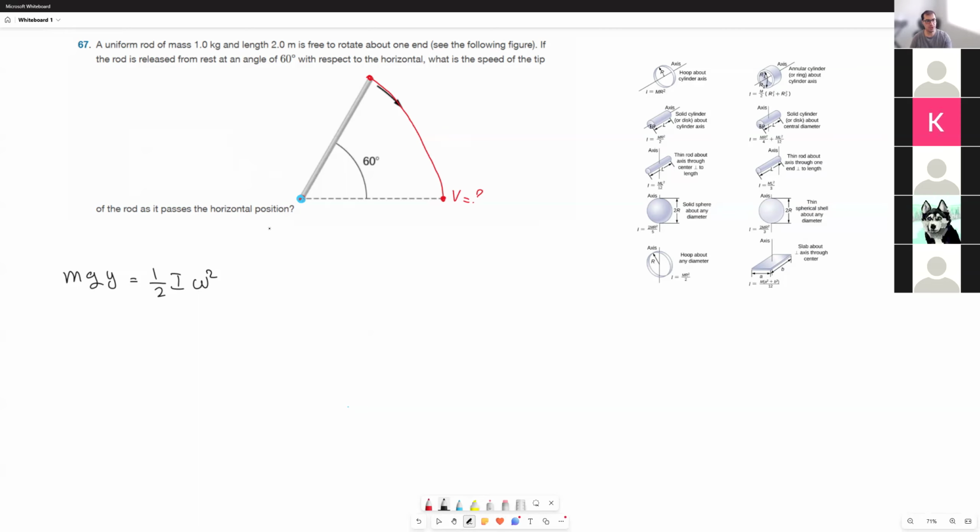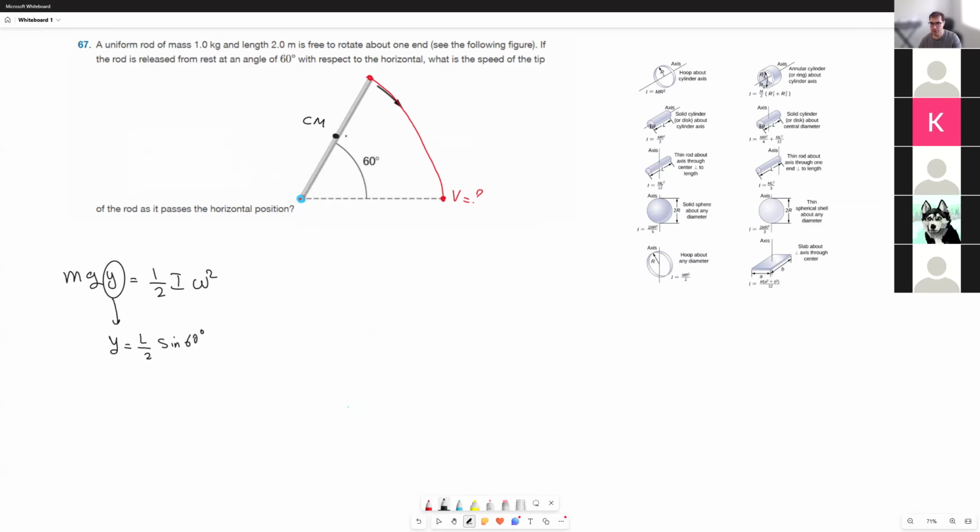L over 2 sine 60. Why L over 2 sine 60? I'm asking this from Eric. Eric is saying y should be equal to L over 2 sine 60 degrees. Exactly, Eric. That's right. Eric is saying we have to look at the center of mass.